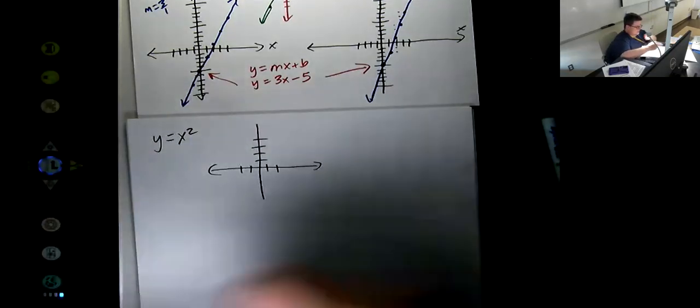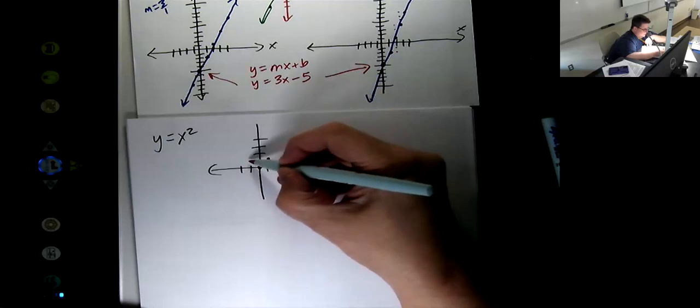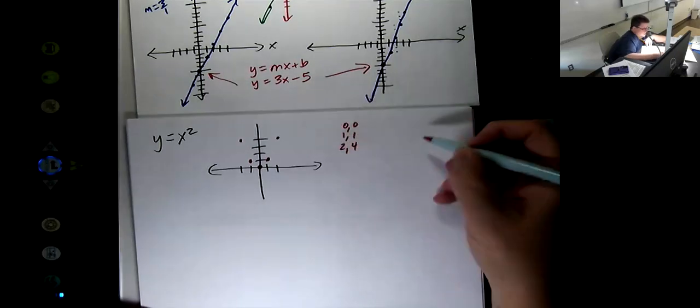There's something at 0, 0. Then you go right 1, up 1, and left 1, up 1. Then right 2, up 4. So 0, 0, 1, 1, and 2, 4 are your movements, in any direction.